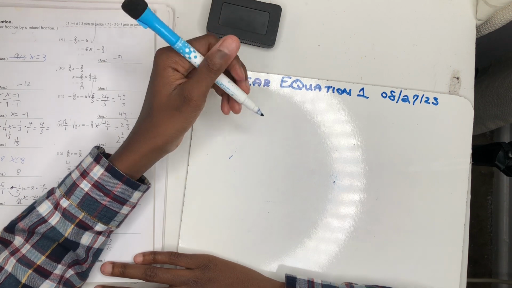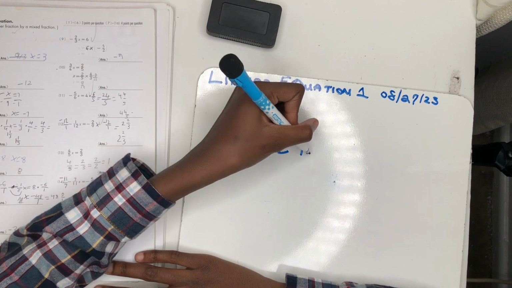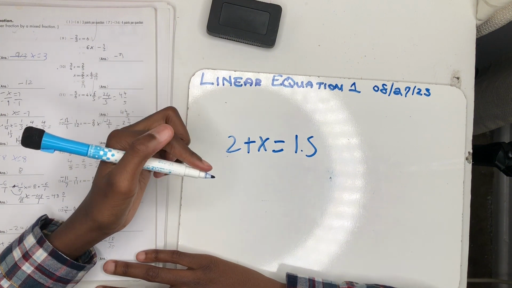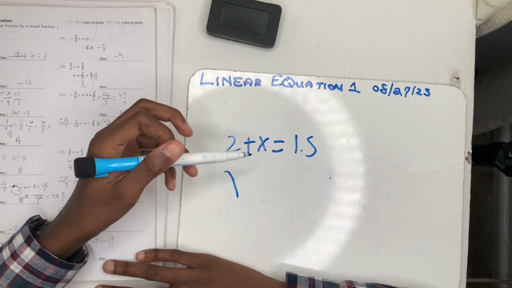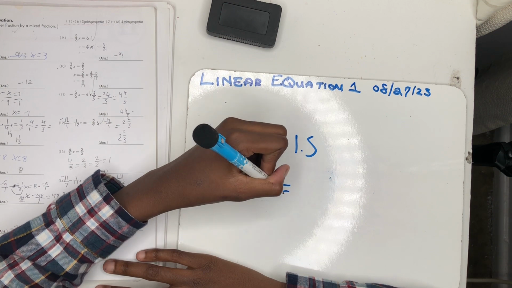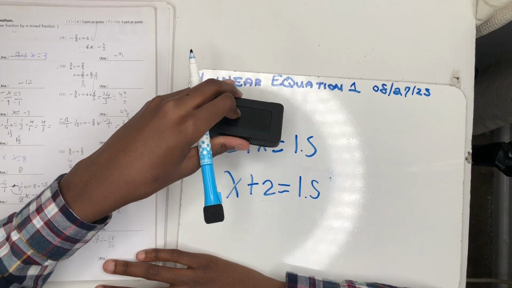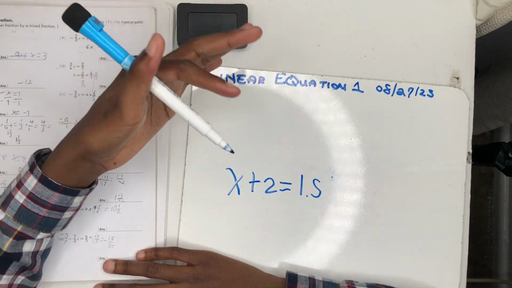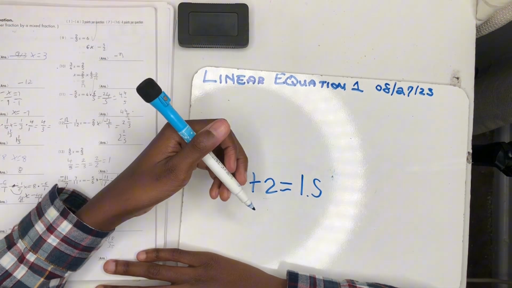Let's do 2 plus x equals 1.5. Like I said, don't be stumped by the decimals. They're just ordinary numbers. So you can choose to rearrange this, bring the x over here to make x plus 2 equals 1.5, or you can do the original version. I'm going to do the rearranged version. And no matter what version you do, you're still going to get the same answer.